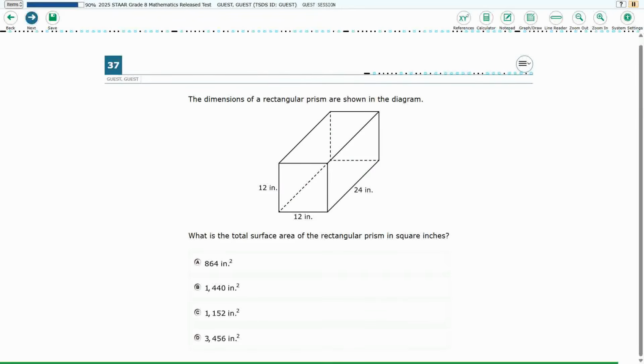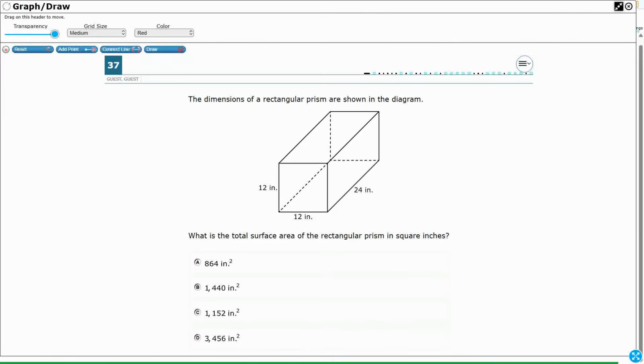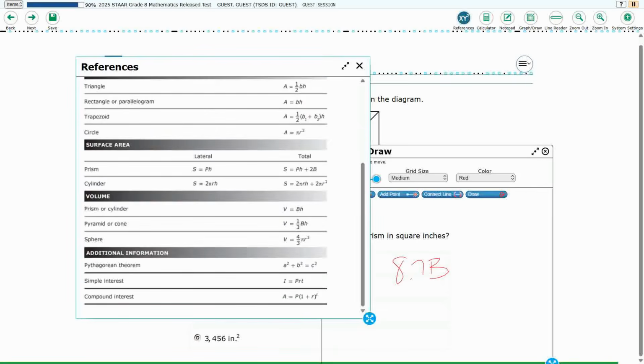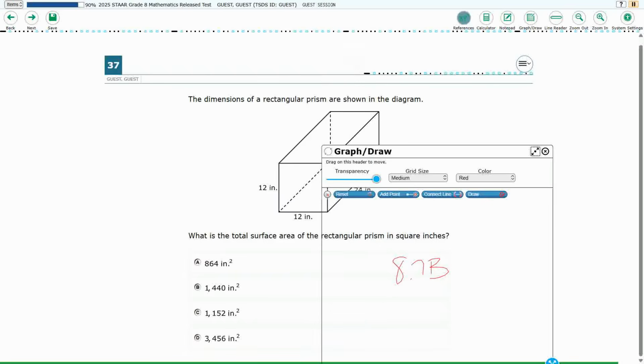And for number 37, we are looking at surface area. This is 8.7b. And we always need to be taking a look at, do they want the total or the lateral surface area? In this case, we need the total surface area. There is a formula that we can use. And so let's open up our reference materials. Surface area, this is a prism. And total surface area is PH plus 2B.